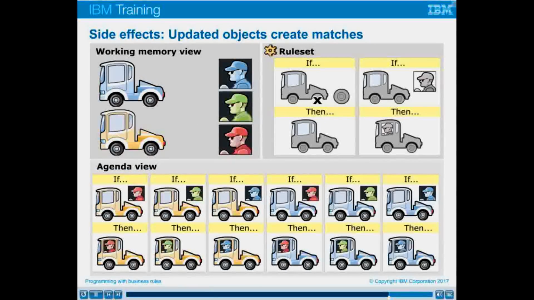Immediately after executing the change tire rule instance, the objects in working memory are updated. As a side effect of this rule, a new truck object is now available to be assigned. Because these objects in working memory were updated, the rule engine was triggered to retest all the conditions of all the rules in the rule set against these updated objects, and it now finds new matches for the assigned driver rule. So the rule engine matches each driver to the newly available brown truck and creates 3 new rule instances of the assigned driver rule in the agenda.